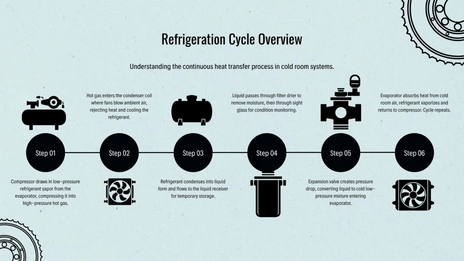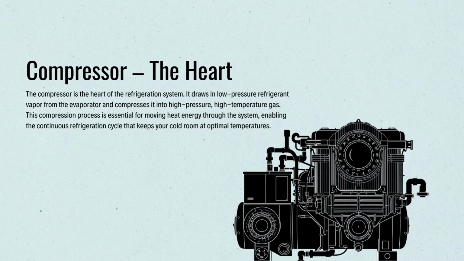Cycle repeats. Compressor, the heart. The compressor is the heart of the refrigeration system. It draws in low-pressure refrigerant vapor from the evaporator and compresses it into high-pressure, high-temperature gas. This compression process is essential for moving heat energy through the system, enabling the continuous refrigeration cycle that keeps your cold room at optimal temperatures.